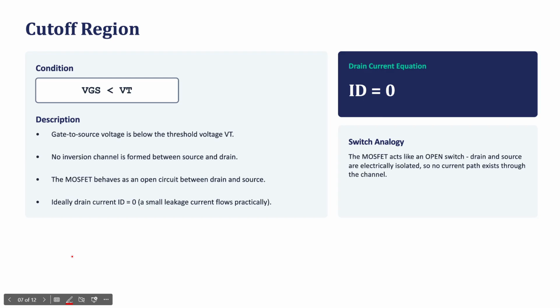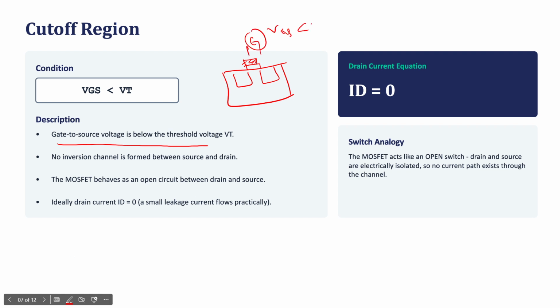So coming to the cutoff region, what is the ID current equation? See here, the gate to source voltage is below the threshold voltage. So this will be the gate here. This VGS value is less than VTH, so it can't satisfy the rule. Whenever VGS is greater than VTH only, then our device is going to be turned on. Otherwise, it can't turn on. So it will be less than VT.